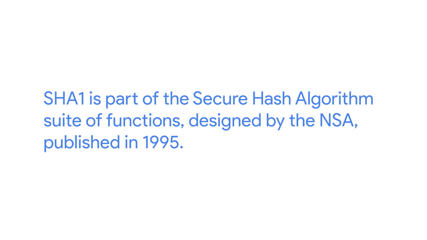When design flaws were discovered in MD5, it was recommended to use SHA-1 as a replacement. SHA-1 is part of the Secure Hash Algorithm suite of functions, designed by the NSA and published in 1995. It operates on 512-bit blocks and generates a 160-bit hash digest. SHA-1 is another widely used cryptographic hashing function used in popular protocols like TLS/SSL, PGP/SSH, and IPsec. SHA-1 is also used in version control systems like Git, which uses hashes to identify revisions and ensure data integrity by detecting corruption or tampering.